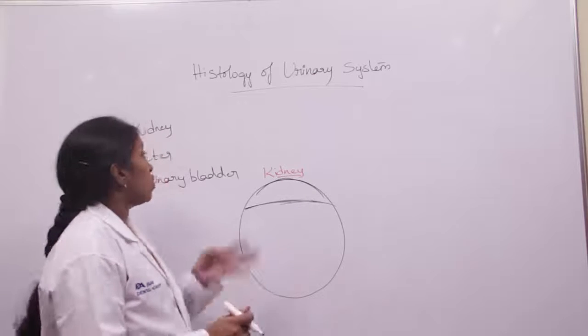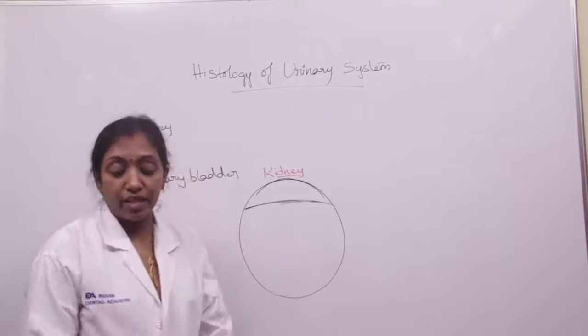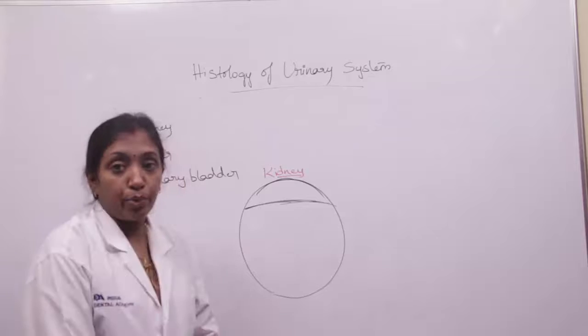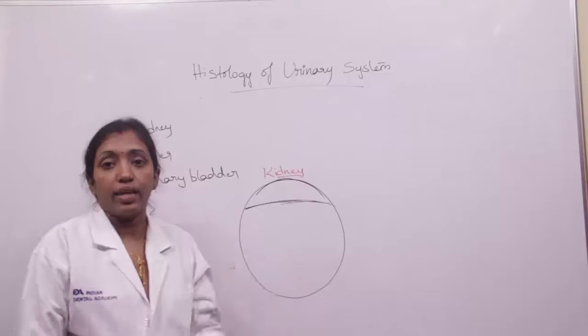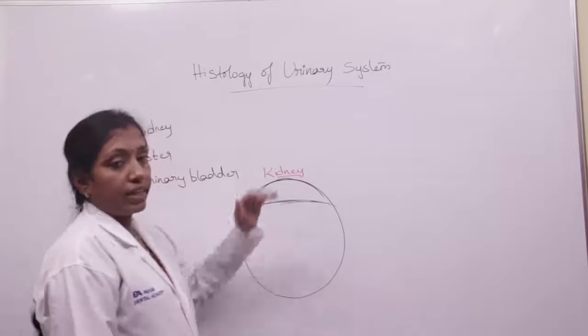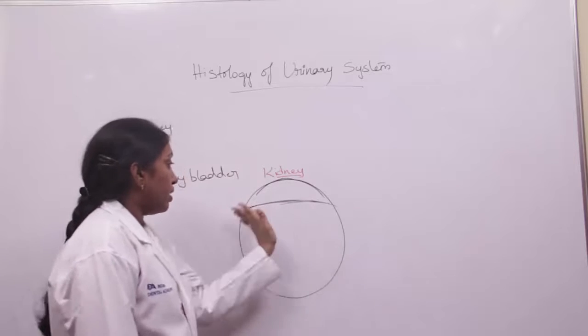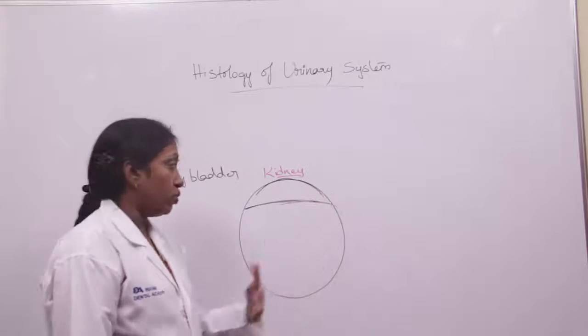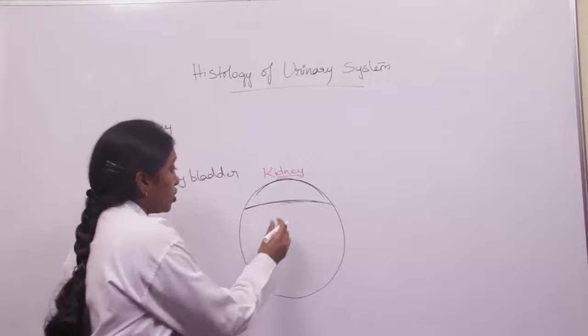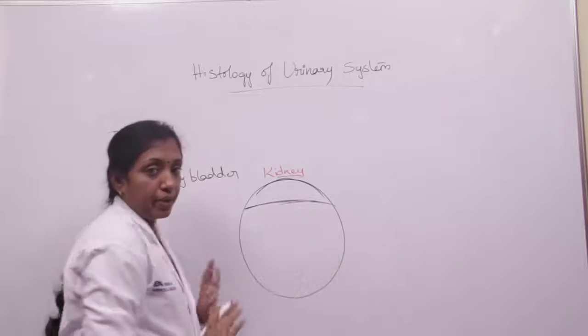So coming to the histology of the urinary system, we have to know about 3 slides, that is kidney, ureter and urinary bladder. So coming to the kidney, in the histology of the kidney, it is covered by a capsule, and from the capsule the kidney divides into cortex and medulla.